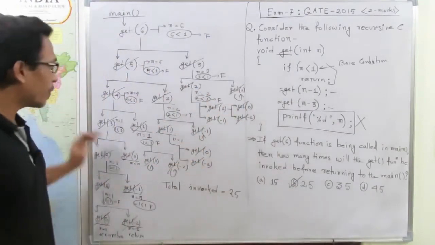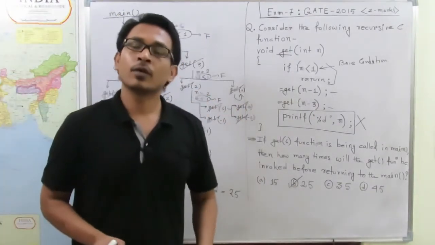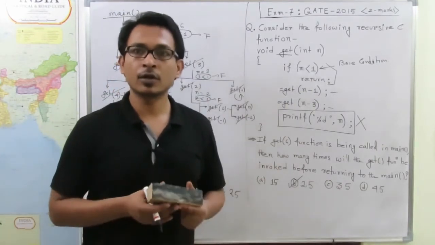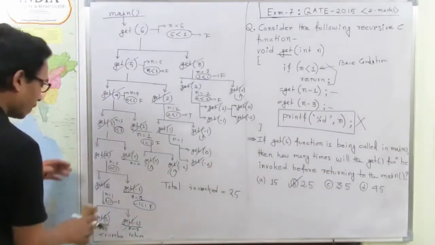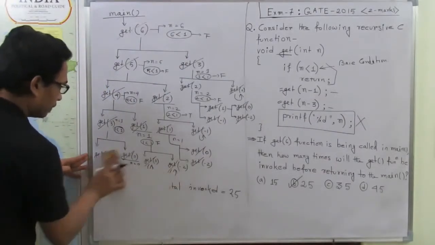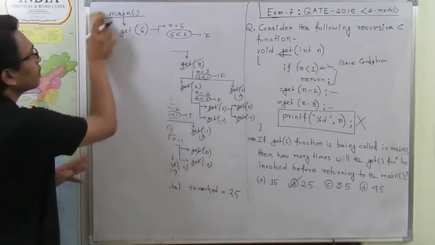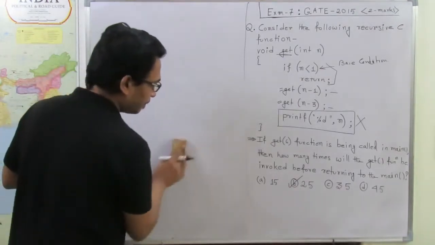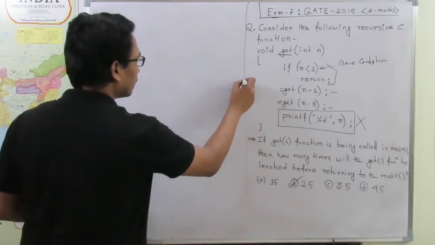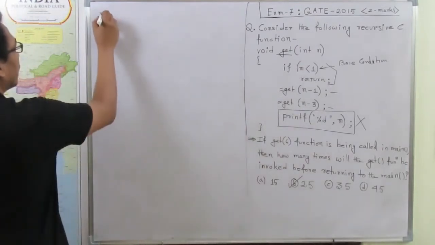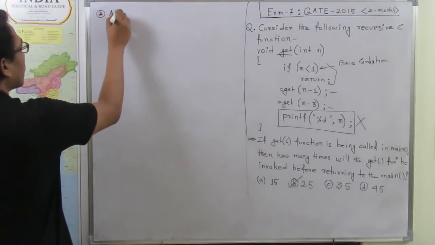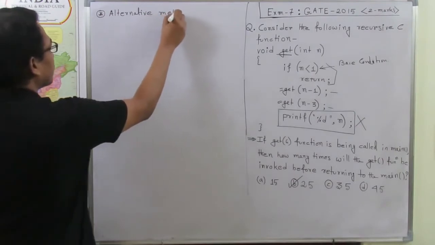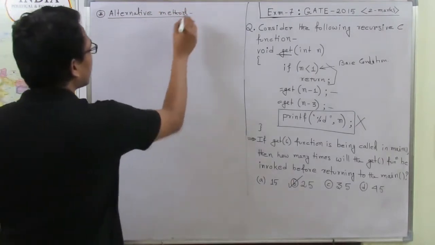Now this is one way we can solve this particular problem. We can resolve the particular problem in a better way or time efficient manner also. So let's do it. Alternative method. How we can solve this problem?